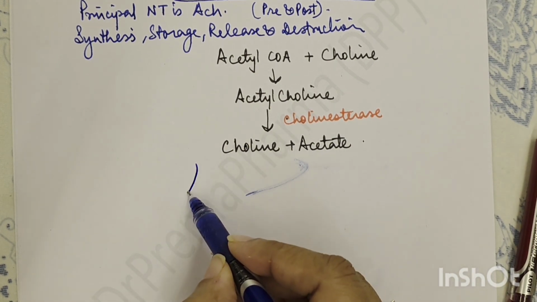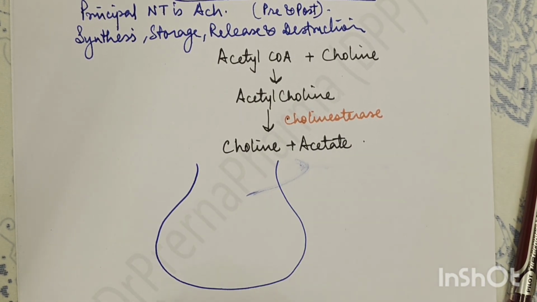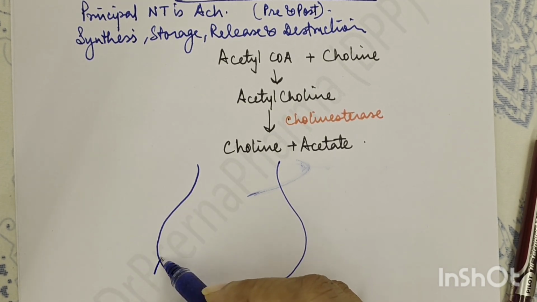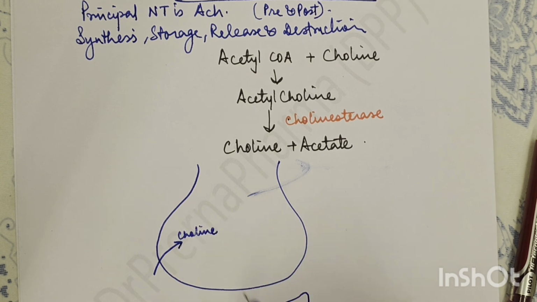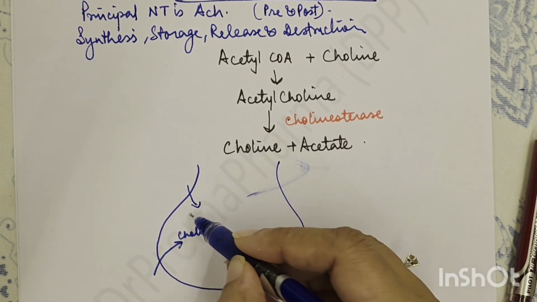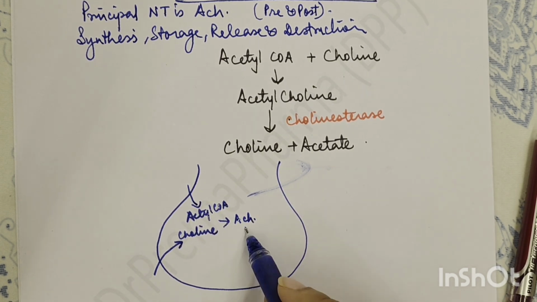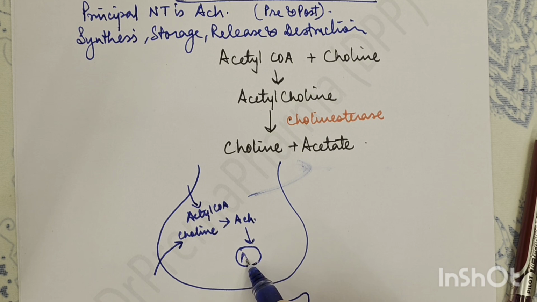Now there's another thing that we would like you to know. This is the presynaptic terminal and this is the postsynaptic terminal, and here is the acetylcholine receptor. Choline is basically taken up into the presynaptic fiber. This choline combines with acetyl coenzyme A and forms acetylcholine, right? This has to first go into a synaptic vesicle and remain stored there. Then it fuses with the membrane here and is released, right?